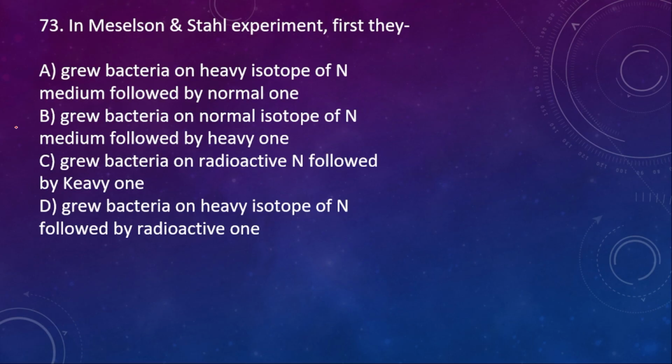Next, in 73, in the Meselson and Stahl experiment, first they: A. grew bacteria on heavy isotope of nitrogen medium followed by normal one. B. grew bacteria on normal isotope of N medium followed by heavy one. C. grew bacteria on radioactive N followed by heavy one. D. grew bacteria on heavy isotope of N followed by the radioactive one. Here the right option is option A itself.